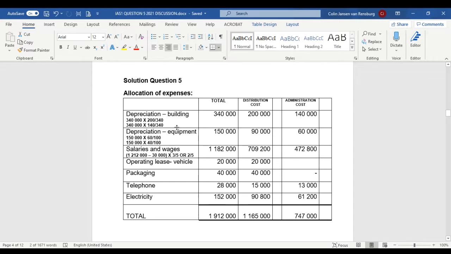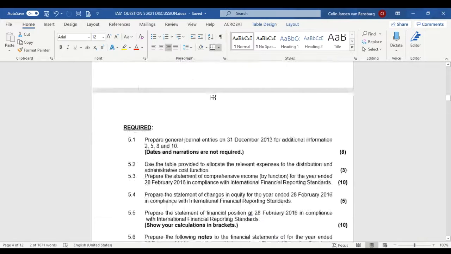Look, in the first one, where it was the depreciation on the building, we looked at the usage of the building and we saw that 200 square meters is used by the warehouse, which is part of our distribution function, right? And 140 square meters of that total 340 square meters is used by the office people, right? Which is part of our administration function. So similar principle. Now we must look at the equipment. How is it being used? In which function is the equipment being used? Because that is where the depreciation expense needs to be allocated to, right? So let's go and look at our additional information here.